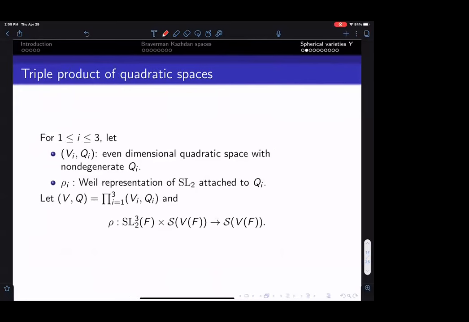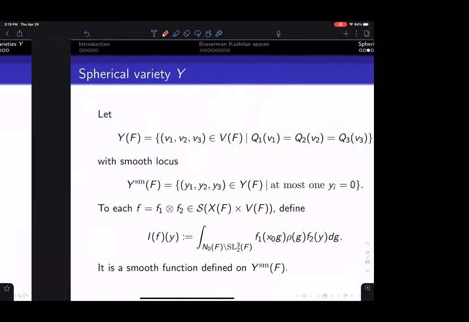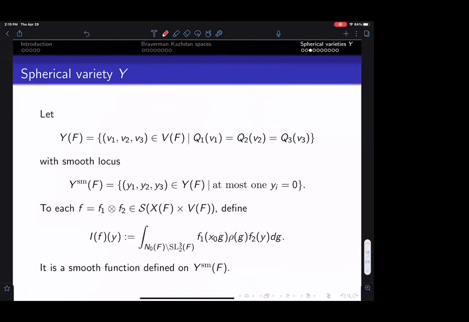Now we are going to define the space Y. We take three even dimensional quadratic spaces with non-degenerate Q_i, and let rho_i be the associated Weil representations of SL2. We take V to be the product of the V_i, so Q is the sum of the Q_i, and we let rho be the corresponding representation on the Schwartz space of V. The spherical variety Y is defined by the locus where they have the same quadratic norm, that is, the vanishing locus of Q1 minus Q2 and Q2 minus Q3. Its smooth locus consists of those points where at most one of the y_i is zero.